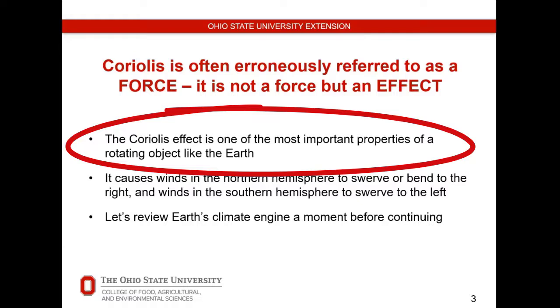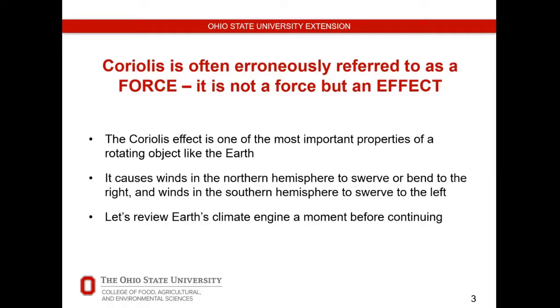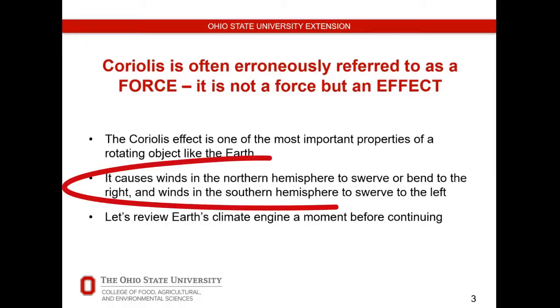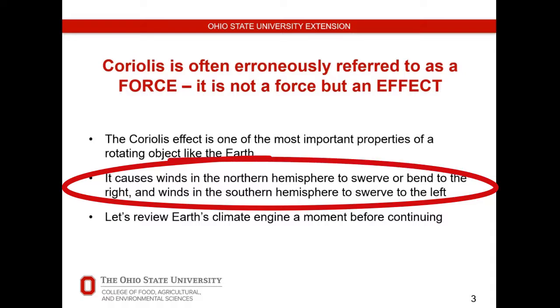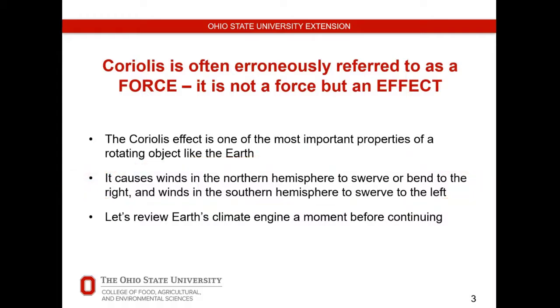The spin of Earth has enormous effects for things that are moving through the atmosphere, including air. So it affects winds and wind patterns. We've done climate models on wind and why winds tend to blow in the direction that they do, both on a large scale, a macro scale, and on a small scale. But the Coriolis effect is one of the most important properties of any rotating object, like planet Earth. Now, the Coriolis effect causes winds in the northern hemisphere to swerve or bend to the right.